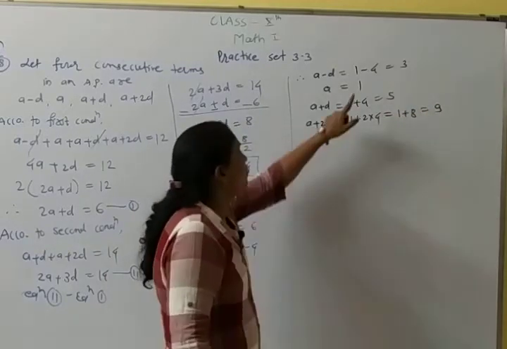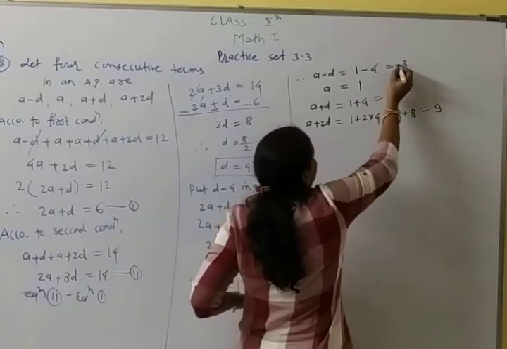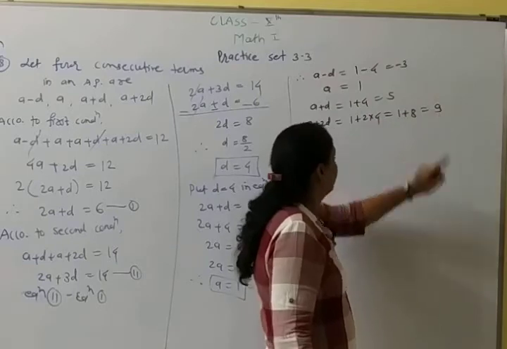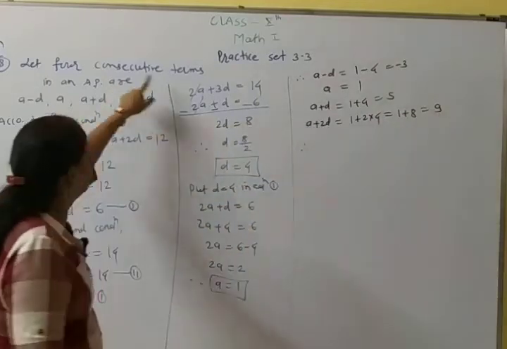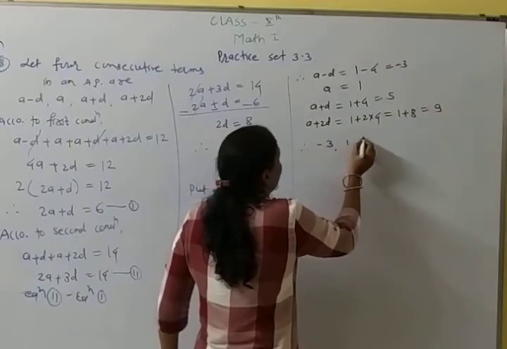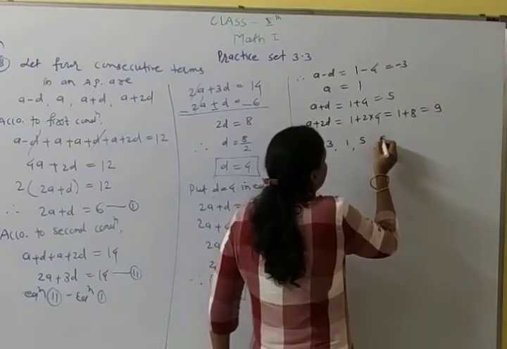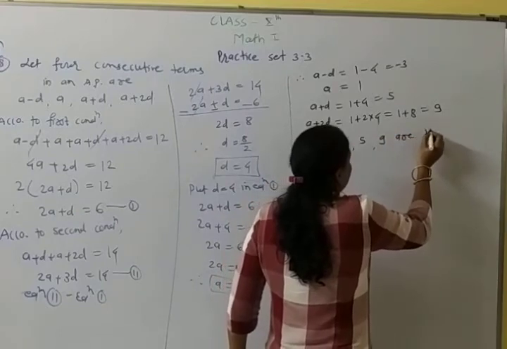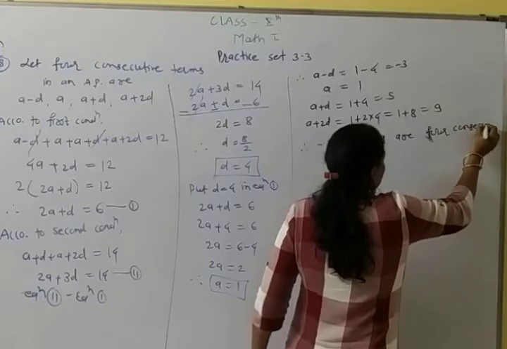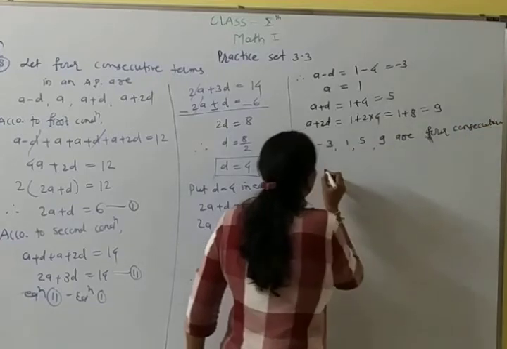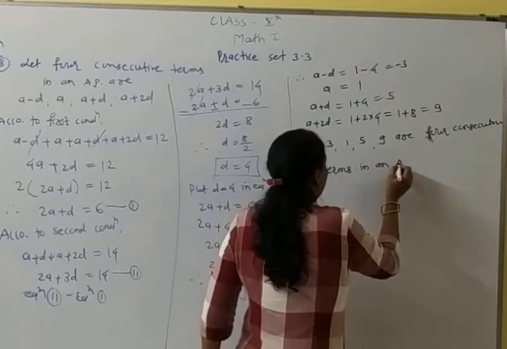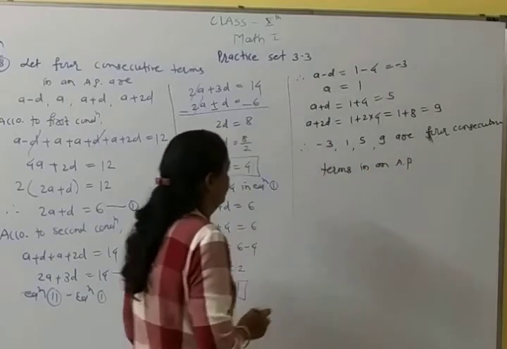Therefore, 1 minus 4 is minus 3, then 1, 5 and 9. These are 4 consecutive terms in an AP. Therefore, minus 3, 1, 5, 9 are 4 consecutive terms in an AP.